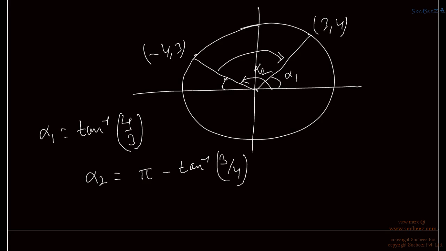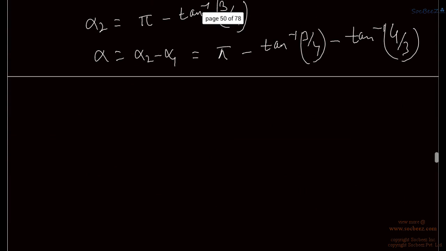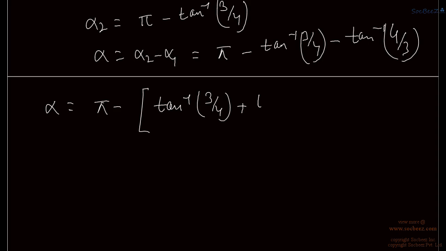So we are actually considering this angle, bothering about this angle. This angle alpha is nothing but alpha 2 minus alpha 1, which can be written as pi minus tan inverse 3 by 4 minus tan inverse 4 by 3. So this angle is actually alpha, which is equal to pi minus (tan inverse 3 by 4 plus tan inverse 4 by 3).